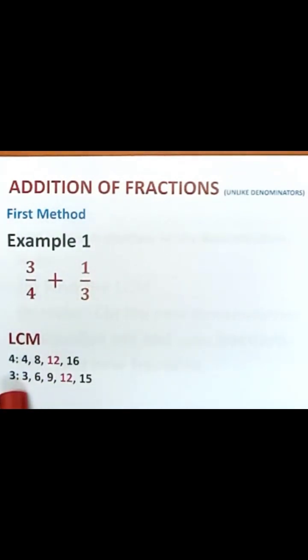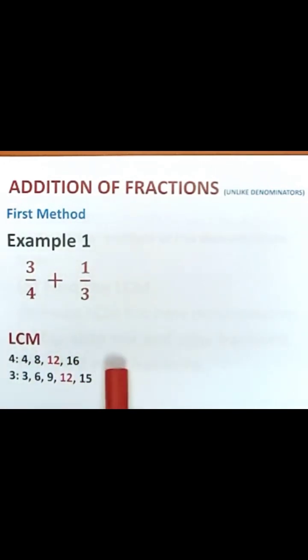And you take the second denominator, in this case 3. What are the multiples of 3? 3 times 1 is 3. 3 times 2 is 6. 3 times 3 is 9. 3 times 4, 12. And 3 times 5, 15.